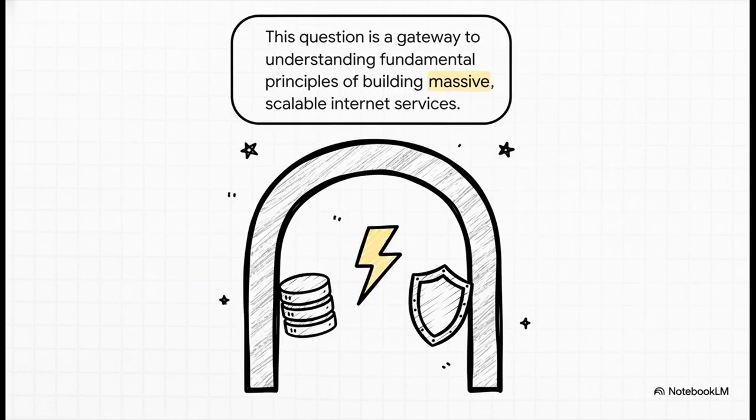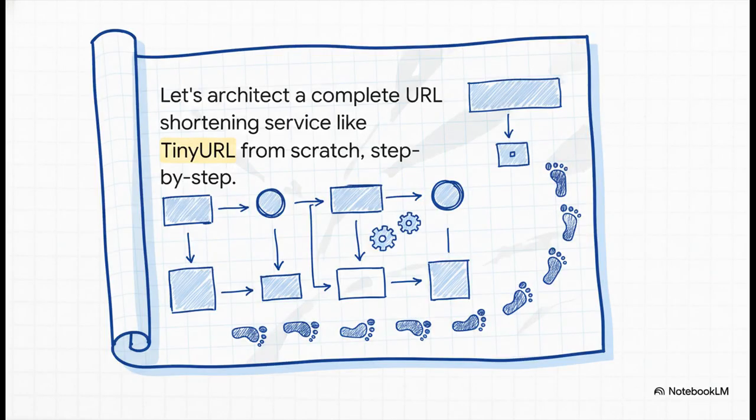And you see, this simple question is a bit of a Trojan horse. Answering it properly is basically a masterclass in building huge, scalable internet services. It forces us to think about data, about insane speed, and about rock-solid reliability. All the things that make the modern web actually work. So that's what we're going to do. Let's just roll up our sleeves and actually architect a complete URL shortening service piece by piece right here, right now.